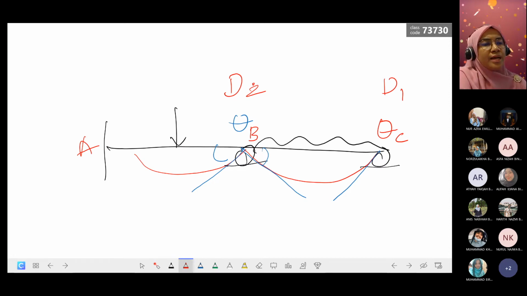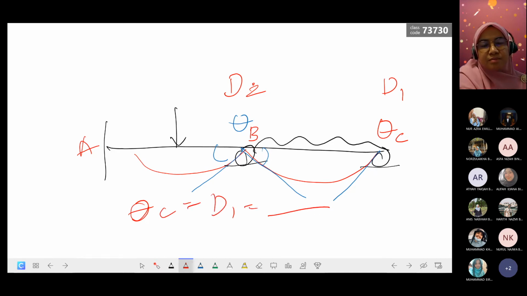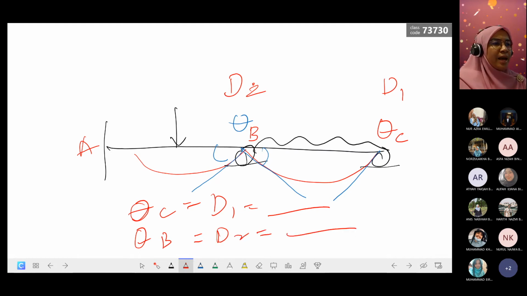Okay. So, that is why labeling tu tak kisah kan? Maksudnya kalau soalan tu tanya calculate rotation at C, label yang kita pakai dekat C tu D1. Kalau soalan tu tanya calculate rotation dekat B, yang kita pakai D2. Ada orang lain dia pakai D1 dekat B, dia pakai D2 dekat C. Nampak tak?